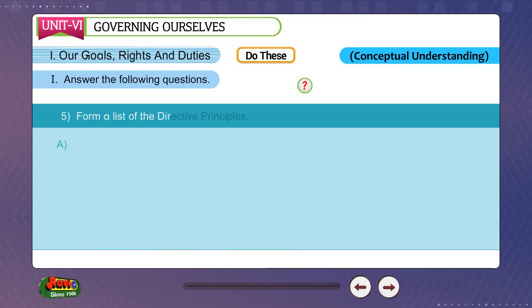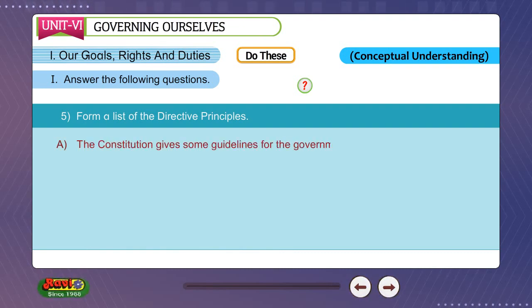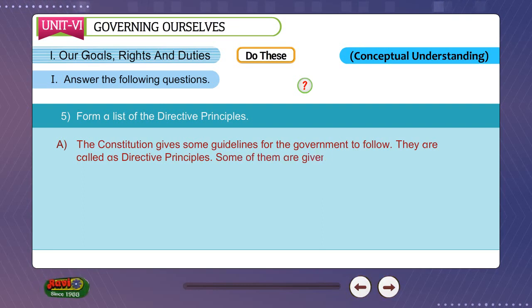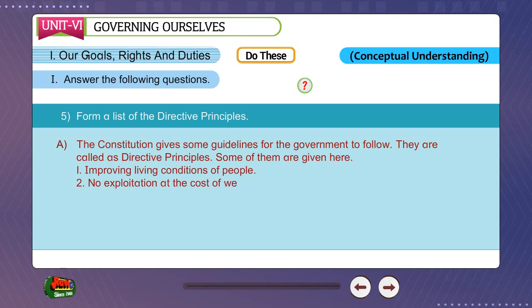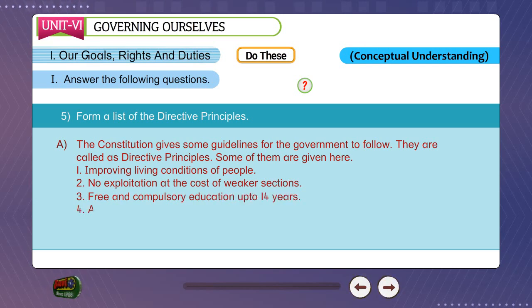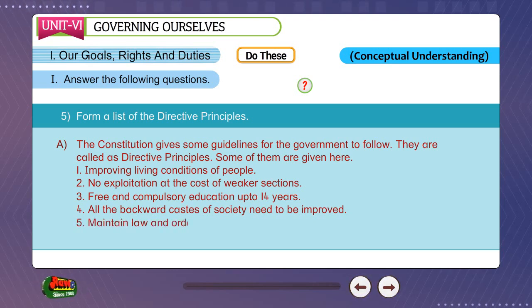Form a list of the directive principles. Answer. The Constitution gives some guidelines for the government to follow. They are called directive principles. Some of them are given here. 1. Improving living conditions of people. 2. No exploitation at the cost of weaker sections. 3. Free and compulsory education up to 14 years. 4. All the backward castes of society need to be improved. 5. Maintain law and order, thereby maintaining peace.